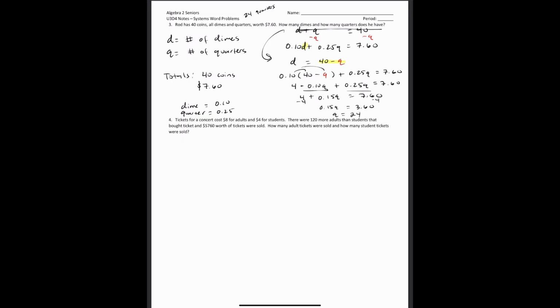But I'm not done yet because I need to figure out the number of dimes. So if Q is equal to 24, and we have this equation here, I can figure out the number of dimes that way. So D equals 40 minus Q, or D equals 40 minus 24. And 40 minus 24 is 16, so there are 16 dimes. All right.